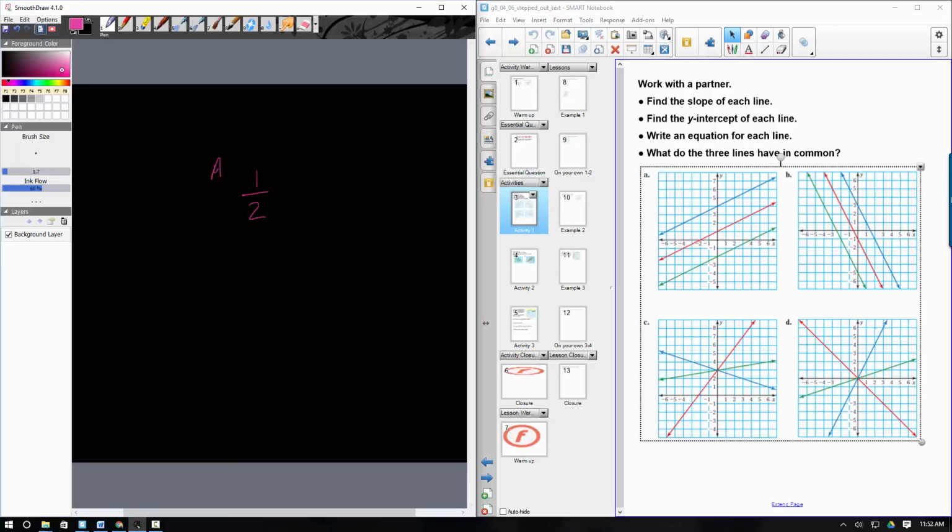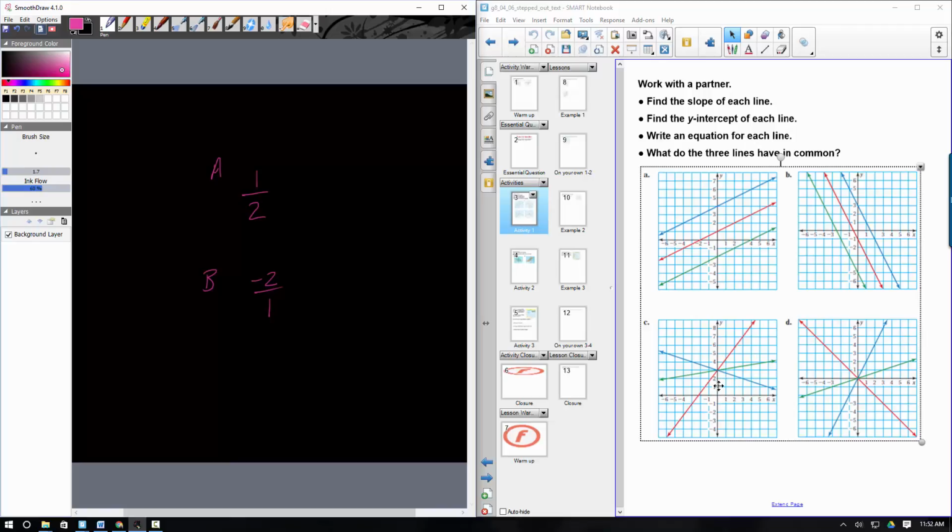This is for A. For B, if I look at this one, I'm choosing an ordered pair where it starts at the 3 and goes down 1, 2, and over 1. So this would be negative 2 over 1. Again, it's a negative slope. This is a positive slope because from left to right it's going upwards.